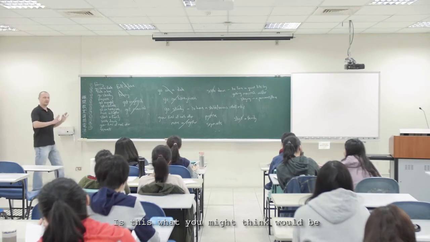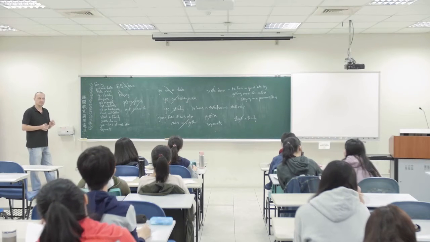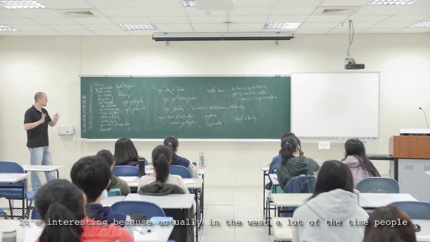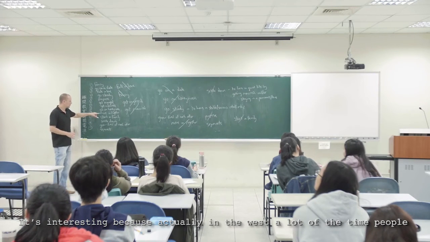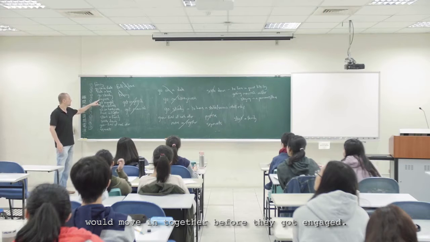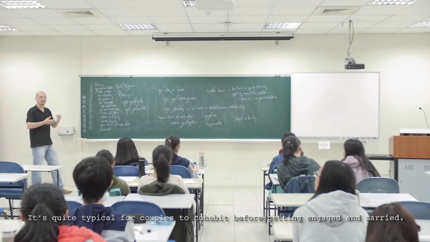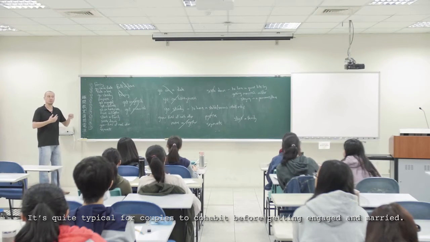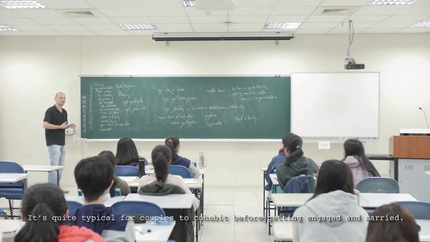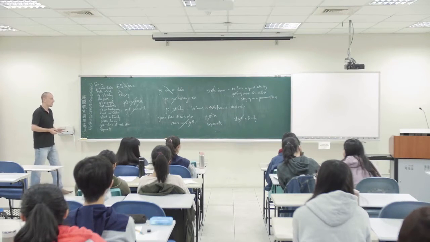Is this what you might think would be a normal order of things to happen in Taiwan? Yeah. Oh, it's interesting because actually in the West, a lot of the time people would move in together before they get engaged. Yeah, it's quite typical in the West for couples to cohabit before getting engaged and married. But maybe here it's different, so it's interesting.